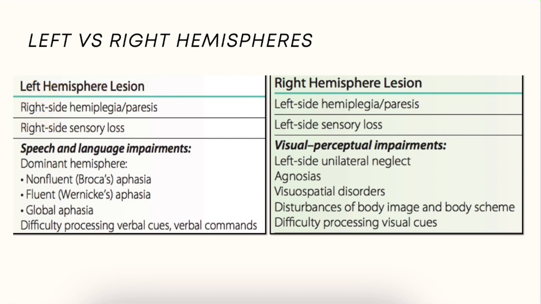So we have Broca's aphasia, Wernicke's aphasia, global aphasia, difficulty processing verbal cues, while a right side lesion would have a left side loss of strength, left side sensory loss, visual perceptual impairments. We would have unilateral neglect, agnosias. So I know there are words that we're not very familiar with yet, but we will try to discuss this as we move along, and hopefully we become more familiar with them.